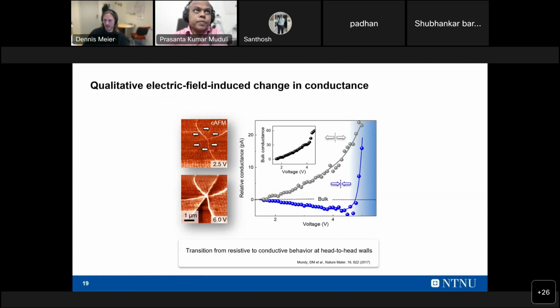So I just mentioned that we have insulating domain walls head-to-head and conducting domain walls tail-to-tail. Well, if we ramp up the voltage and measure the whole thing at 6 volts instead of 2.5, you see that now all walls are conducting. And this is evaluated in a little more detail on the right-hand side. You see in the beginning, if I increase the voltage, the head-to-head walls are insulating, they're lower than the bulk, and then suddenly at a certain threshold voltage, they become more conducting. So there's a little more going on than the depletion and accumulation. You have this transition from resistive to conductive behavior.